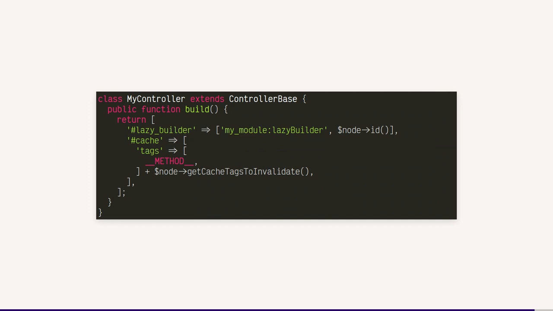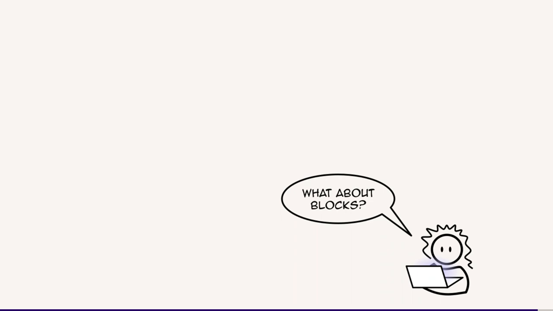Here's how that would look. So we have our render array, lazy builder. We're calling our service lazy builder, passing it a node ID. And because we can, we're also adding the cache tags from that entity as well to the same render array. But what about blocks? You can use this exact pattern with one little caveat which will drive you nuts.